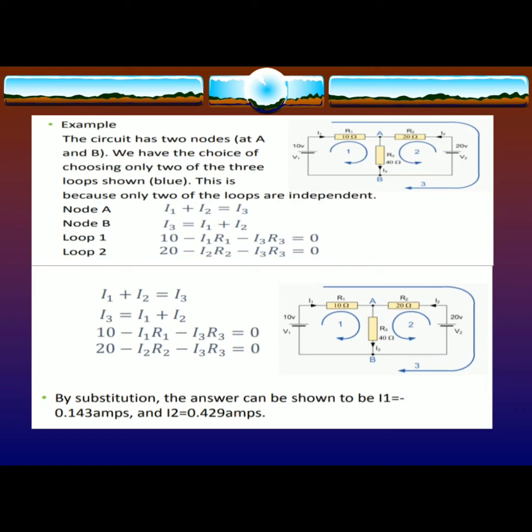Now you can get I3 equals I1 plus I2. Second, 10 minus I1 R1 minus I3 R3 equals 0. And 20 minus I2 R2 minus I3 R3 equals 0. By substitution, the answer can be shown that I1 equals minus 0.143 amperes and I2 equals 0.429 amperes. This is exactly what you will do when you are doing your experiment like this example.